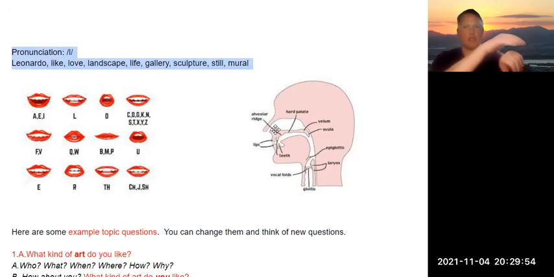Okay, so your tongue shouldn't be here. It should be here, touching your teeth. It shouldn't be touching the roof of your mouth. All right, so let's practice. Listen and repeat. La.